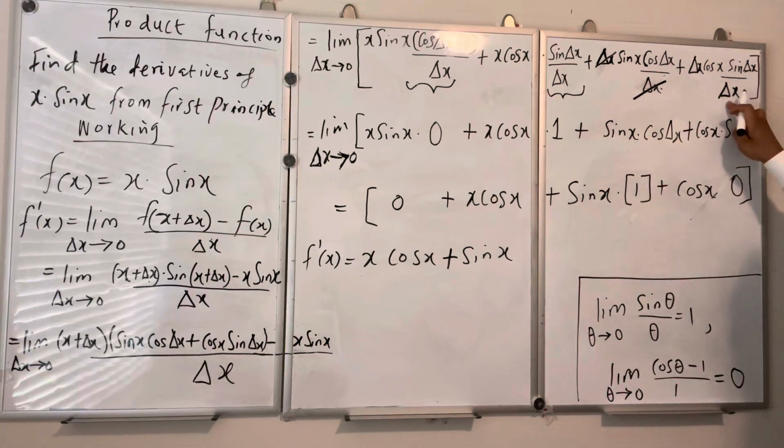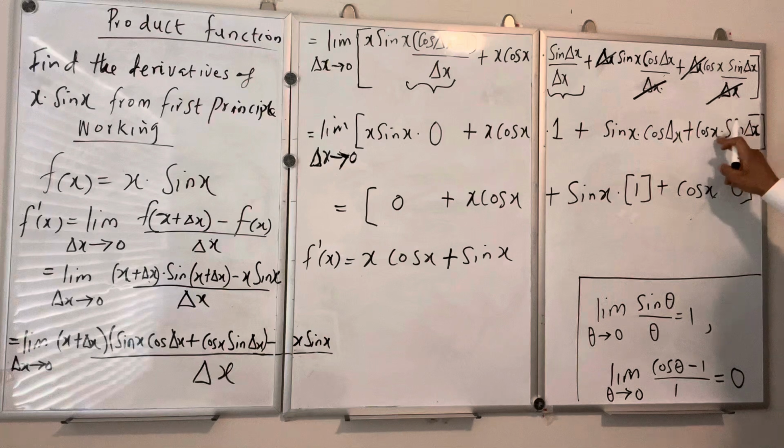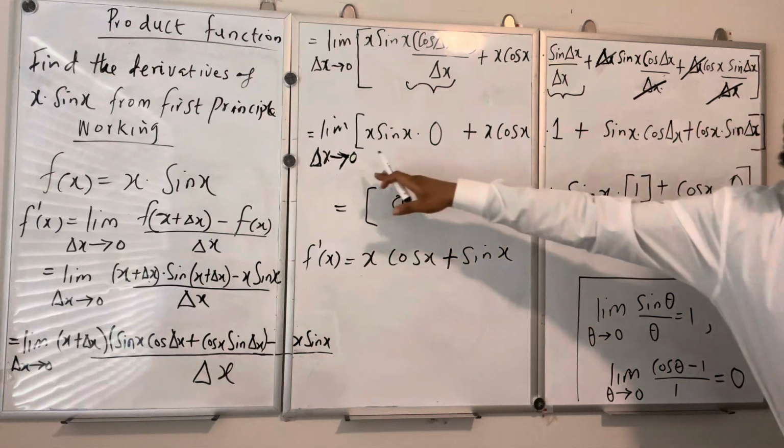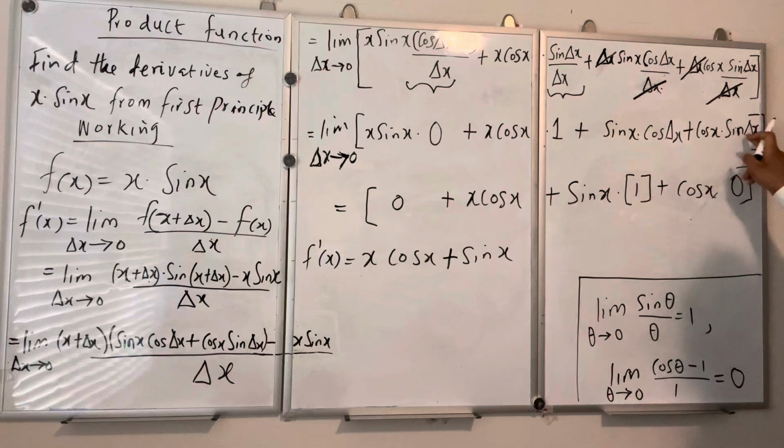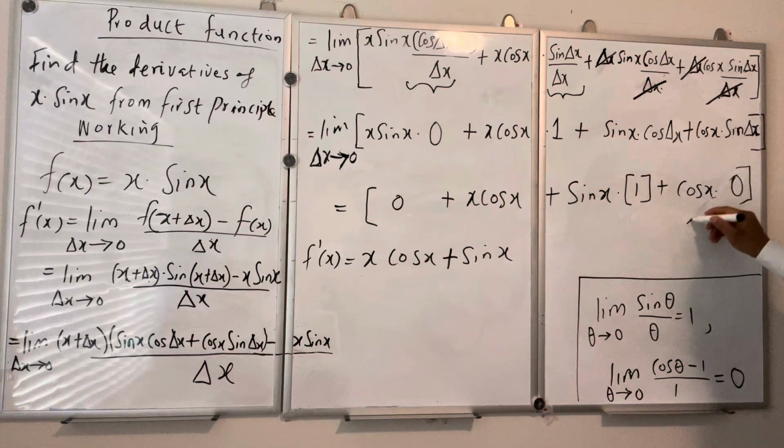Here I have change in x at the denominator, and I also have that at the numerator. They cancel out, and this expression works out to be cos x times sine x. Now keep in mind that as the limit as change in x goes to 0, sine change in x will be 0. And that's what I have here. When I multiply that 0 times cos x, all of that works out to be 0.